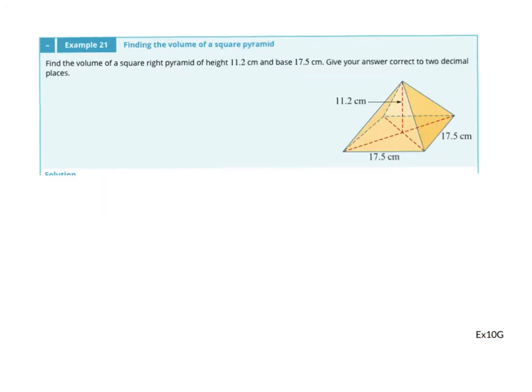Okay, so with the next question, we're still doing volume, but we're doing a square base pyramid. It says find the volume of a square right pyramid of height 11.2 and a base of 17.5. Because they said it was square and that the base was 17.5, you actually know all sides of that base, so they're all 17.5, and they're saying correct to 2 decimal places.